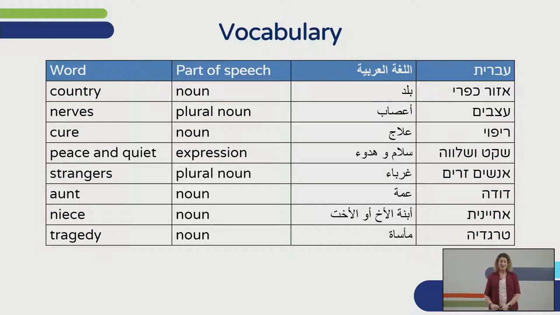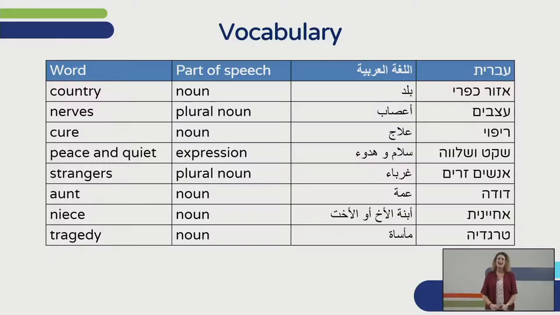An aunt is the brother or sister of a niece's parent. So here we have Mrs. Sapleton, who is the aunt, and her niece is Vera. And a tragedy is when something terrible happens. So let's start our story.